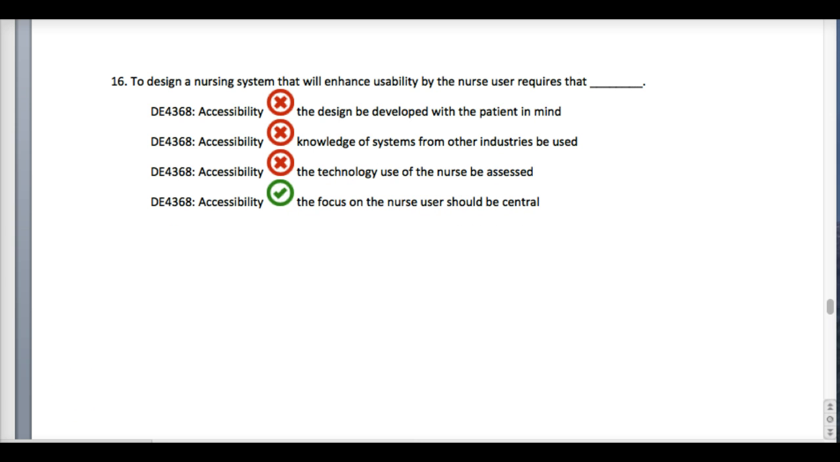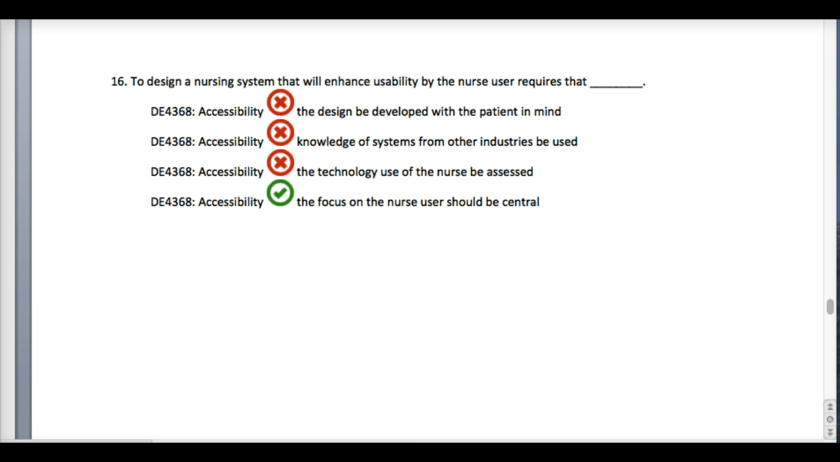To design a nursing system that will enhance usability by the nurse. So what does that mean to me? That means that the nurse is really going to use it. Requires that the design be developed with a patient in mind. Well, that's not going to enhance my usability as an RN. Knowledge of other systems from other industries be used. Well, that may lend to a nursing system. So let's keep it in and we'll move on.